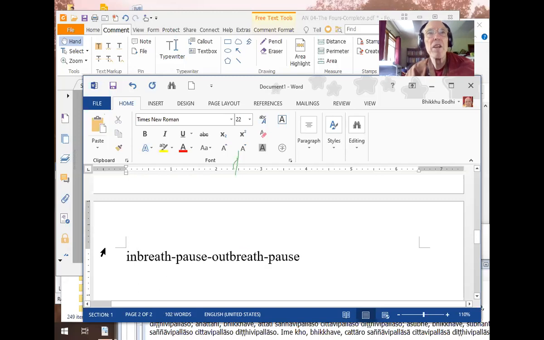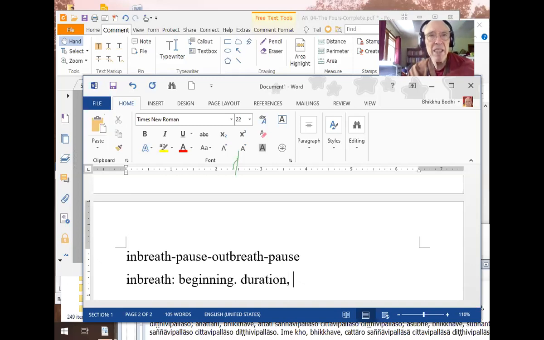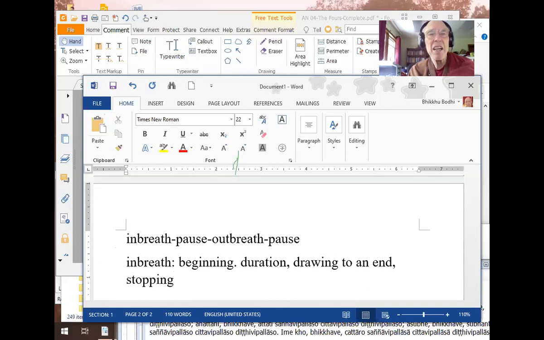And so here we have 4 stages in the in-breath and out-breath. And then if we attend to a single in-breath, say, we'll notice that in the in-breath, there's a beginning, starting to breathe in. Then there's the duration of the breath. Then there's the drawing to an end. And then the stopping of the in-breath. And similarly, with the out-breath, the same series.